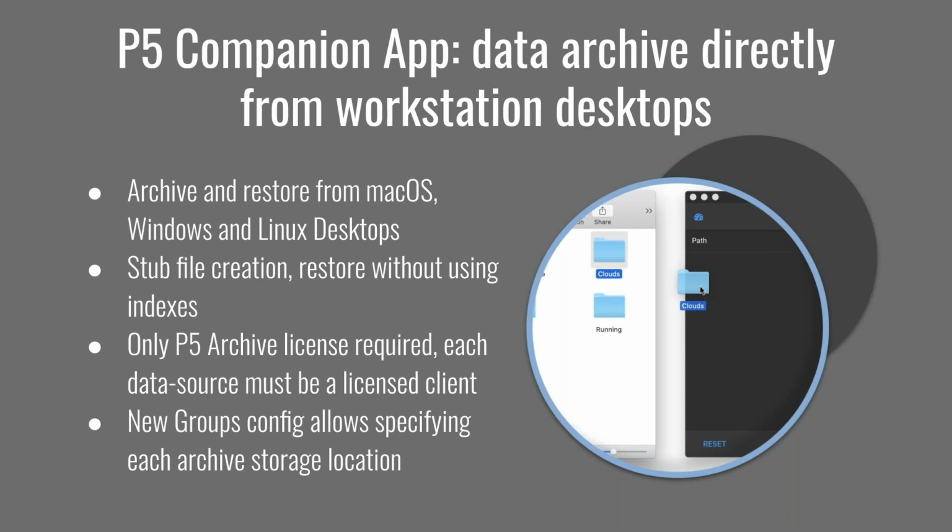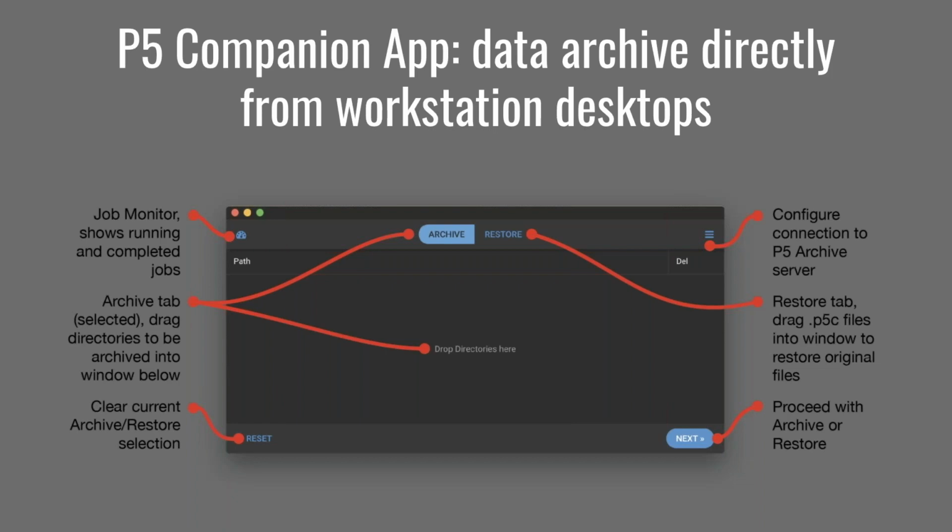The licensing for the P5 companion app is such that you don't need a license at each desktop that you run the app. You just need a license for the archive module. So you could have one P5 archive server with the archive module connected to, let's say, tape or cloud storage, and then as many workstations as you want with the P5 companion app installed. No license required to run that, just a license on the server. There's some new group config that actually enables this to work, so we'll have a look at that in a sec via the live demo.